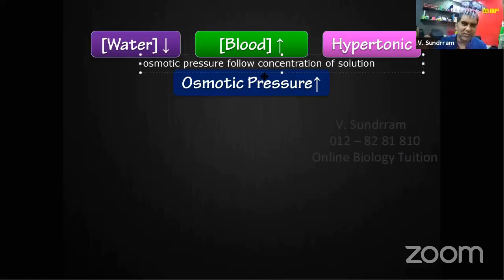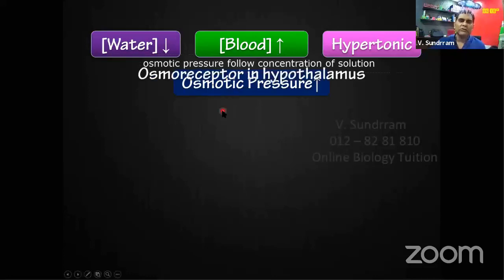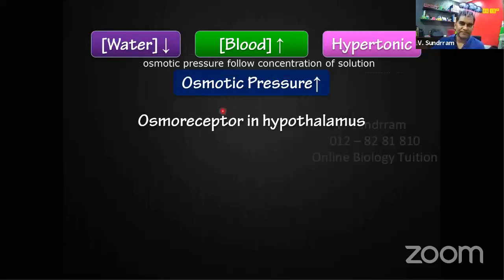Biasanya tak ada markah. Ini dalam soalan. The question will mention osmotic pressure of blood increase. You need to understand osmotic pressure increase means the blood has less water, as you can see in the diagram. Why we must use osmotic pressure? This question has osmoreceptor. Osmoreceptor will not detect concentration of blood. They detect osmotic pressure of blood.